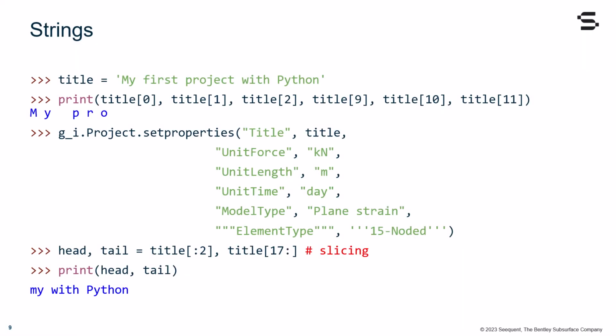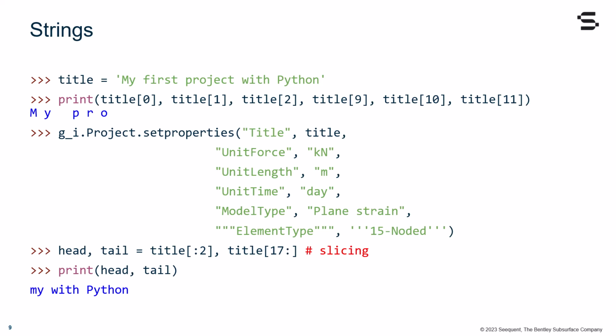Let's move to strings. In Python, a string is anything that is included between quotation marks, single or double. In this case, the text, "My first project with Python," is assigned to the variable I call title. Strings can be queried by index, and for that I need to use square brackets and an integer.